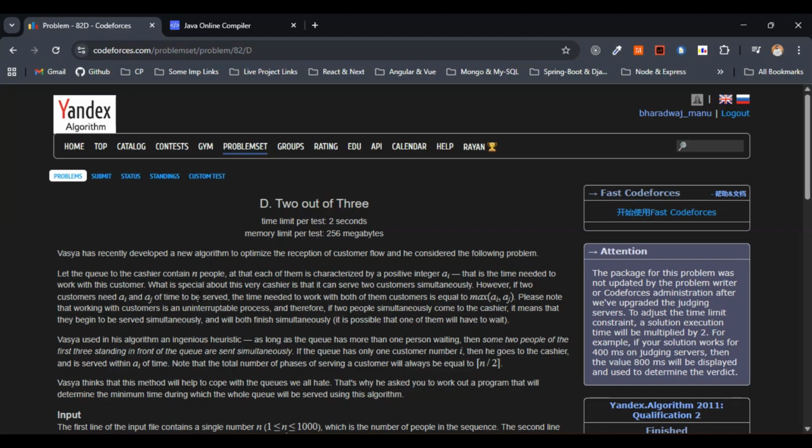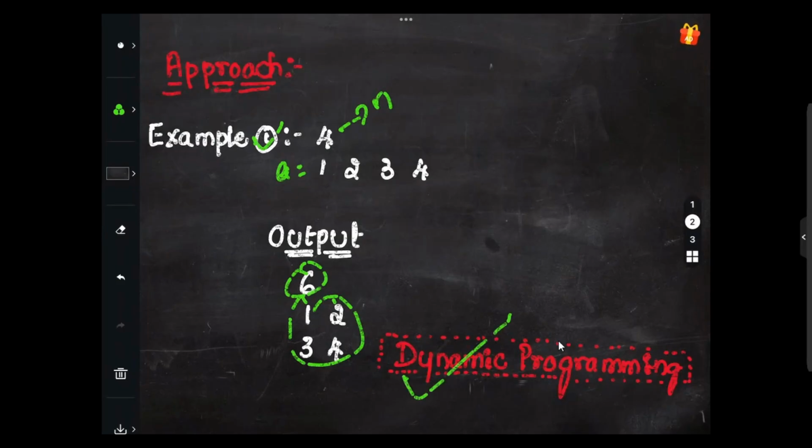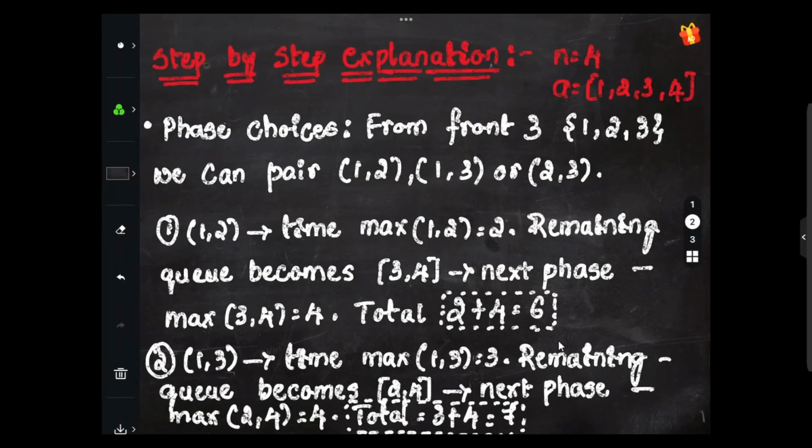Now as we are completely familiar with the question, let's quickly discuss the approach followed by the complexities, and then let's write the code. As usual, let's discuss the approach. I have considered the same first example that they have given in the question. This is n and this is the array a. The output that we need to get here is 6 along with 1 2 3 4. One thing I want to tell you here is we'll be making use of dynamic programming to solve this particular problem. Let's move on with the step-by-step explanation.